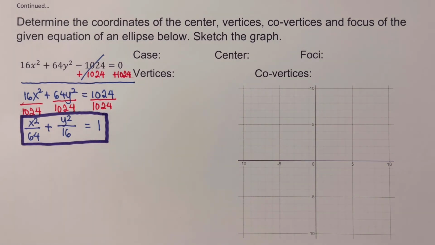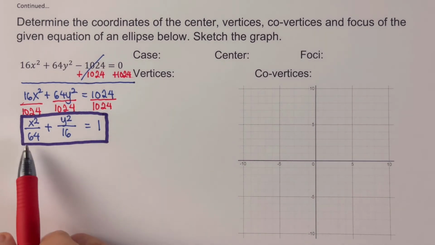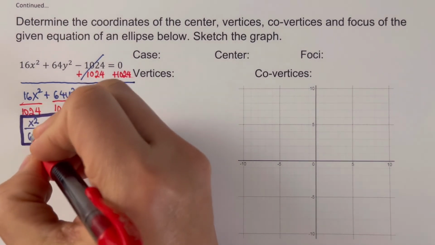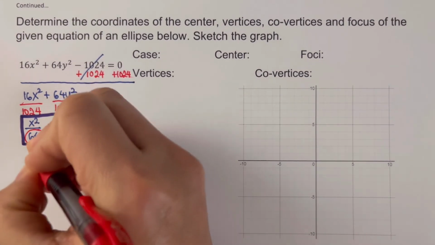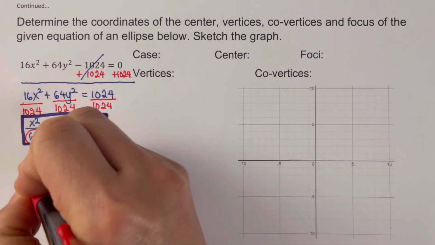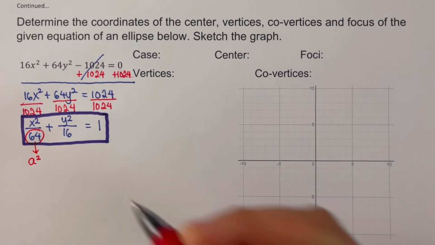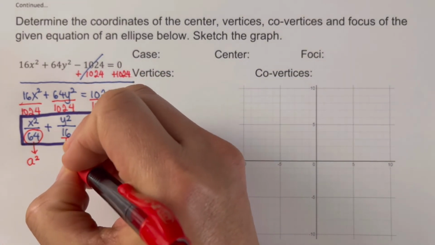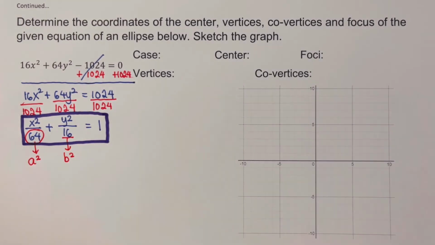Now, we determine what case this is. In order to do that, we're supposed to look at the denominators. Let's see which is the bigger value. Between 64 and 16, 64 is bigger. So this means that this is actually our a squared, and our 16 is our b squared. So remember, a squared is always bigger than b squared since it is considered the major axis.